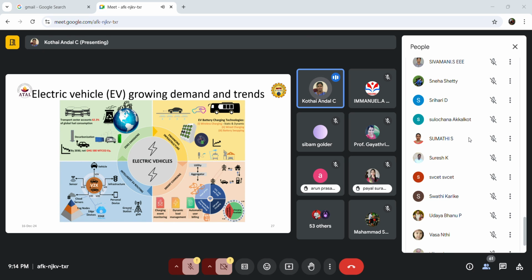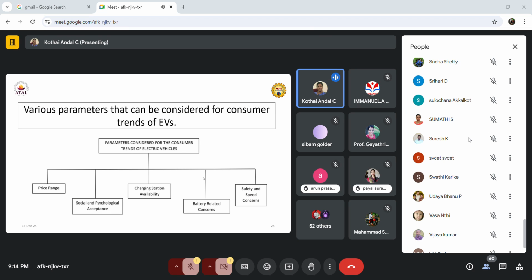Then V2G and G2V technology, which is about integration with renewable sources. This is an important, main advantage of the EVs we are using. Charging stations are also becoming somewhat automatic, with building and utility integration and off-peak hour charging. The government encourages charging in off-peak hours instead of peak hours, and those things come under smart charging technologies.